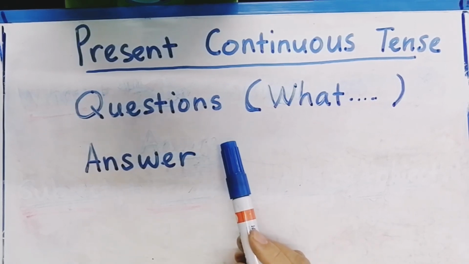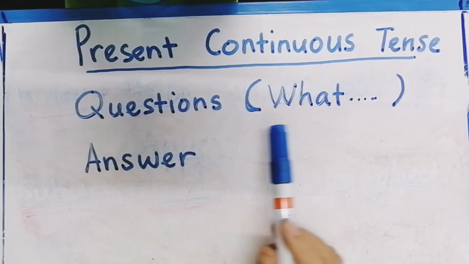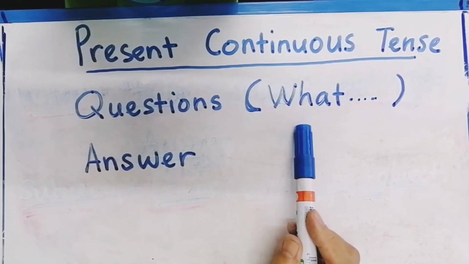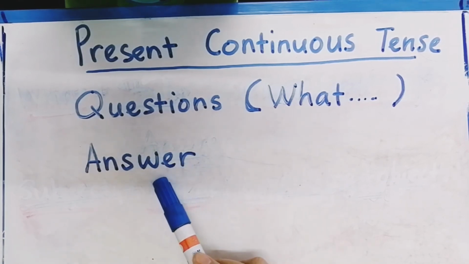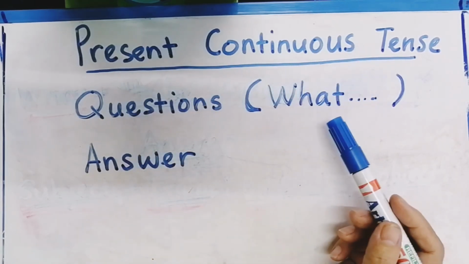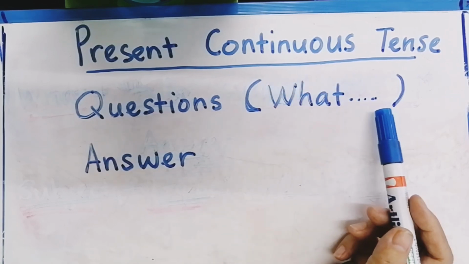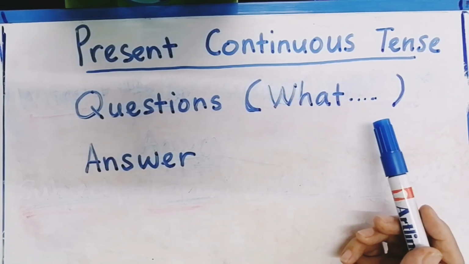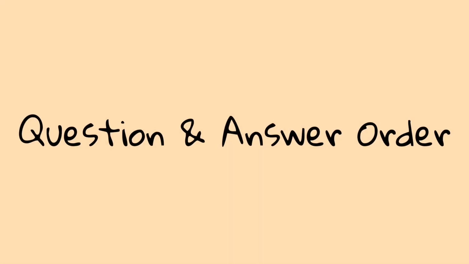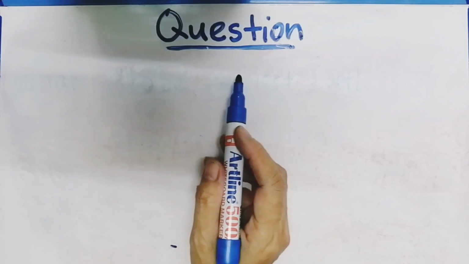In today's lesson, we shall be learning how to ask questions using the question word what and to answer questions in the present continuous tense. In Bahasa Malaysia, the question word what means apakah. Apakah. Now, let's start with the question.